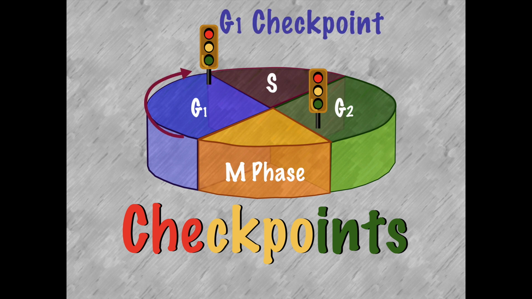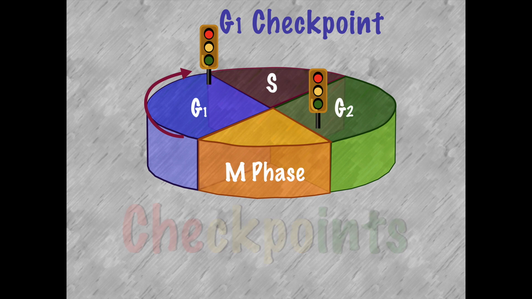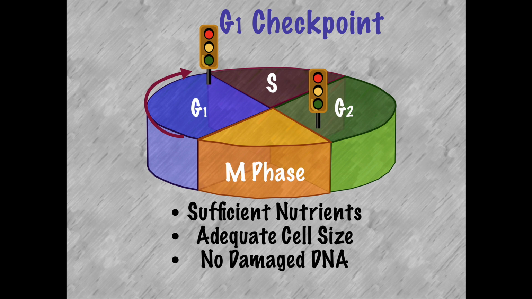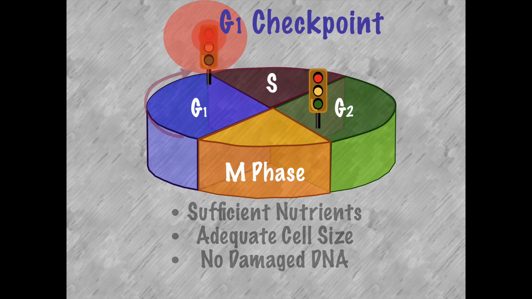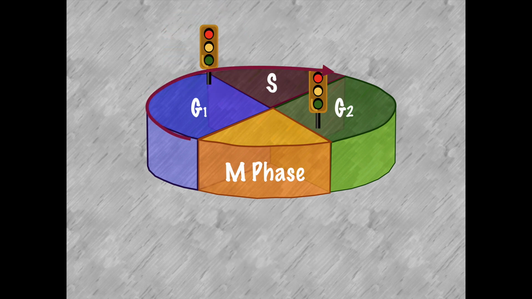And the cell has various checkpoints that are controlled by enzymes, so other proteins that are basically going around checking to make sure that everything is a go. Some of the things that it checks for are: are there sufficient nutrients, adequate cell size, is there damage to the DNA? If there is, then you get the red light and the cell will go into what's called a G0 phase, and we'll talk about that in just a second. But if you get the green light, everything is a go, then the cell will continue from G1 to synthesis.